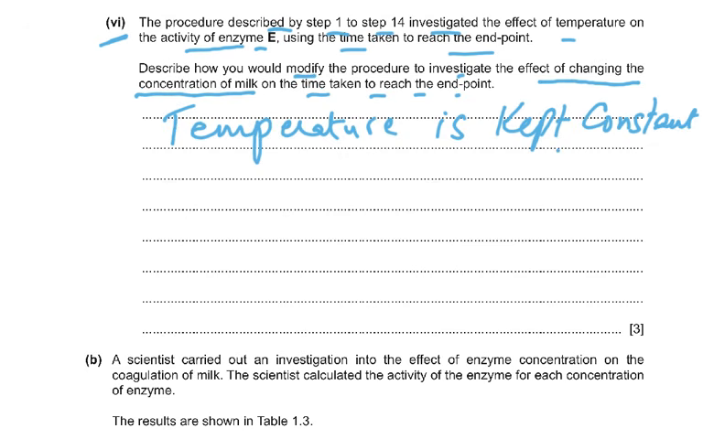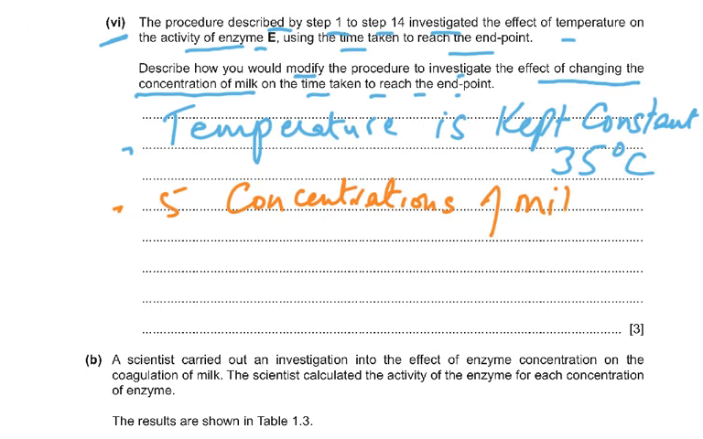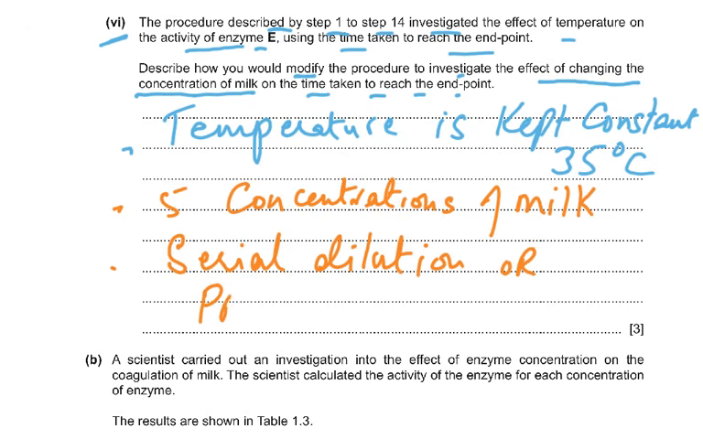So you would keep it constant at say 35 degrees Celsius. Then you would use 5 concentrations of milk because you're going to change the concentrations of milk. How will you change the concentration of milk? So you have a 10% solution, you dilute it. You can either use a serial dilution to make the different concentrations, or you do something which is known as proportional or simple dilution.